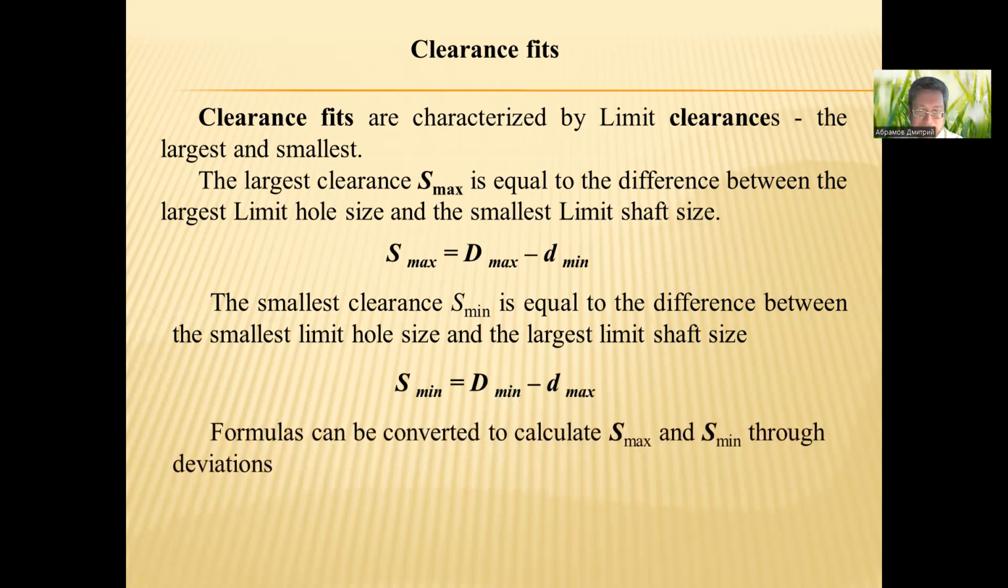Formulas can be converted to calculate S suffix maximum and S suffix minimum, the largest clearance and smallest clearance, through deviations. We use these two formulas. S maximum is equal to the upper limit deviation of the hole minus the lower limit deviation of the shaft, it's the largest clearance. And the smallest clearance is equal to the lower limit deviation of the hole minus the upper limit deviation of the shaft.